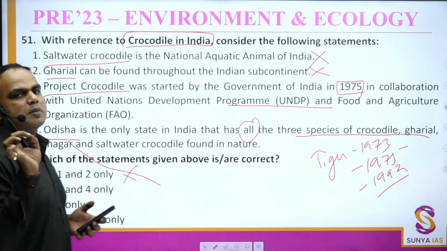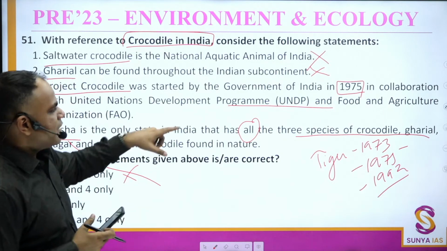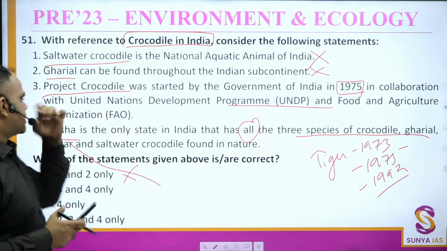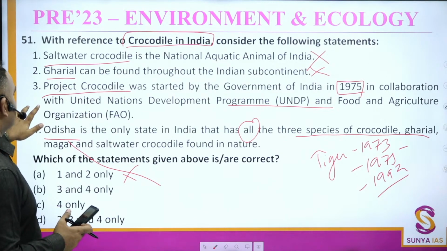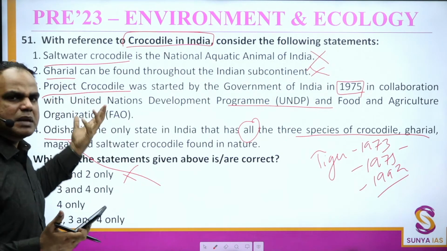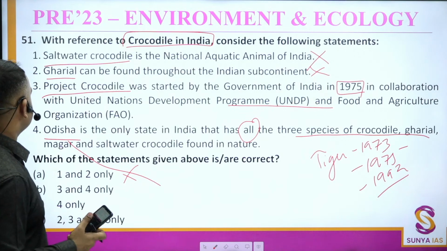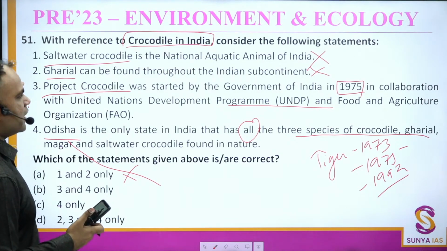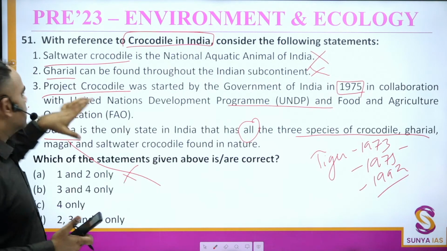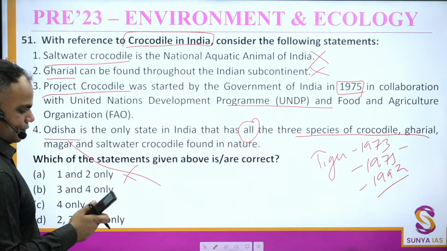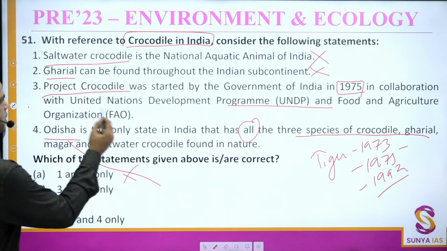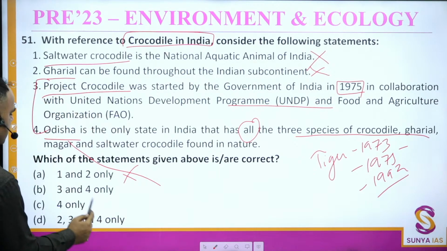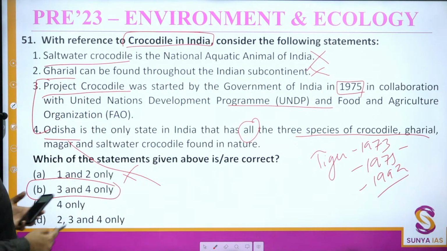Okay, so Kendrapada district in Odisha has all the 3 species of crocodile, that is Ghadial, Magar, and the saltwater crocodile, right? For example, saltwater crocodile you can find in the Bhitarkanika region. Ghadial we already know. Ghadial is critically endangered, found mainly in the Chambal river. So because of this, statements 3 and 4 are correct. The answer is B. Question 51, 3 and 4.